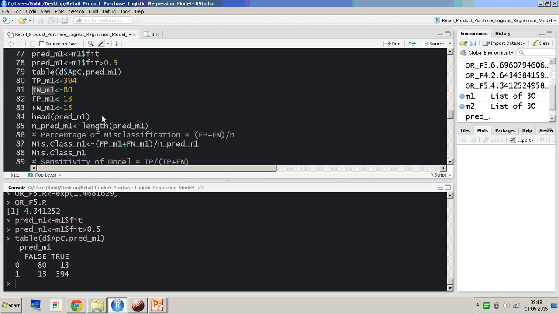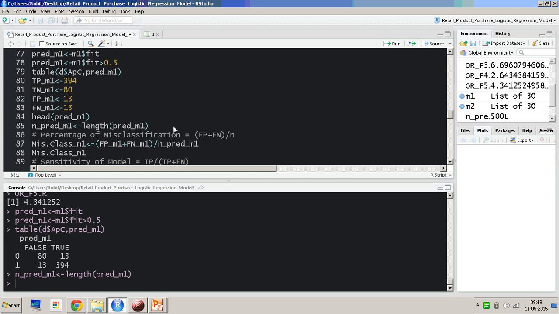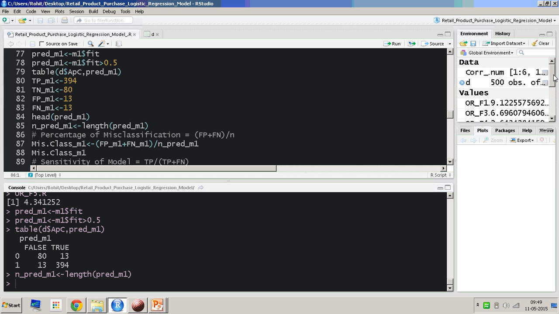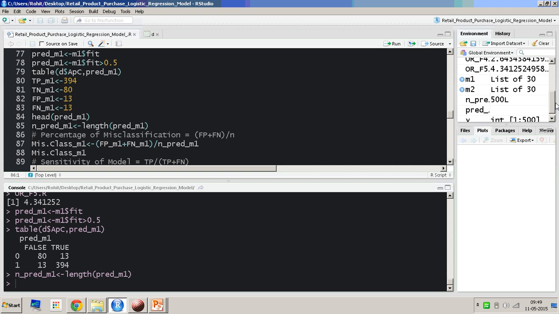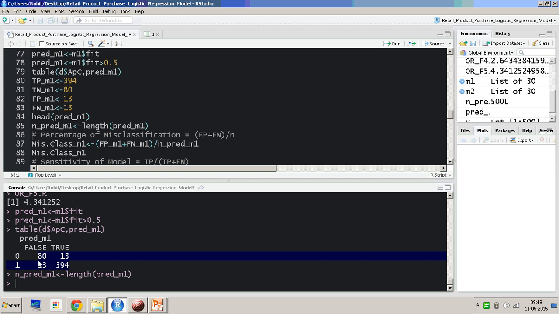Okay, so again we've gone ahead just to calculate the percentages and get a few other things done. We've calculated the length of this, and once we look at that value over here, we'll get 500 as the length, or rather 500 is the total number of observations on which the confusion matrix has run this particular test.